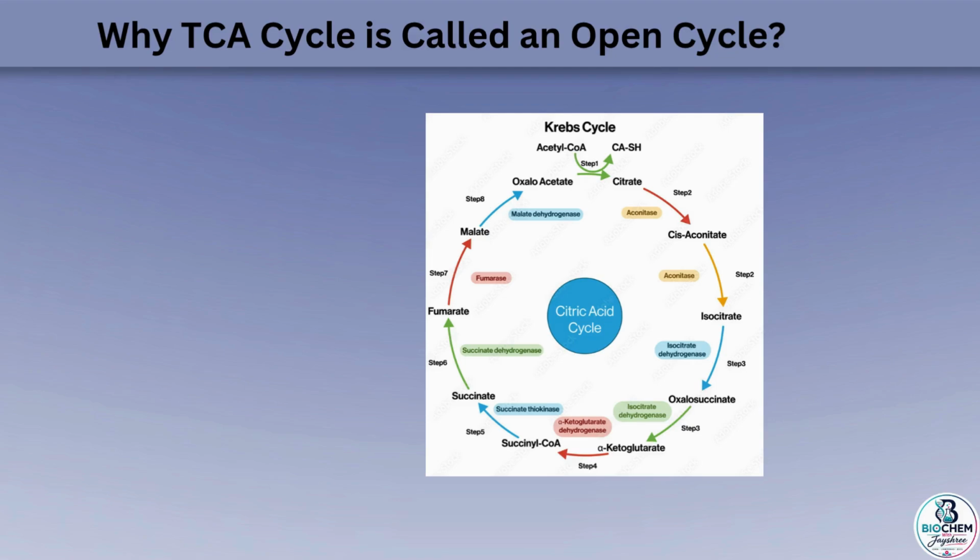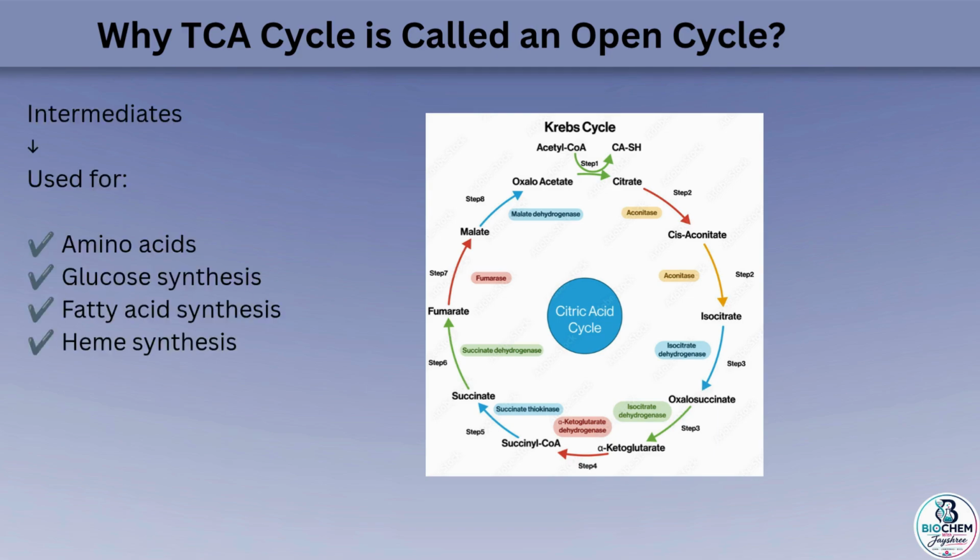Although the TCA cycle is usually described as a closed cycle because oxaloacetate is regenerated at the end of every turn, in living cells it also behaves as an open cycle. But why is it called an open cycle? Because many of the intermediates of the TCA cycle are continuously removed for different biosynthetic processes. At the same time, new intermediates are continuously added back through anaplerotic reactions.